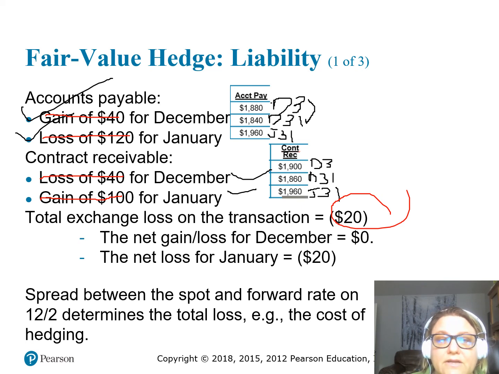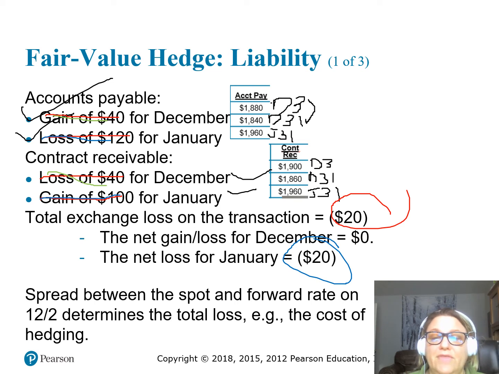So let's go back and look at December real quick. Here's our December gain, loss. December is a wash. January is not a wash. There's a net loss in January. So let's go back and look at January really quick, just to bring the point home. Loss, gain, but they're different amounts, 120 and 100. So January ends up being a net loss. The spread between the spot and forward rate on 12/2 determines the total loss, or the cost of the hedging. So we had to pay for some hedging.